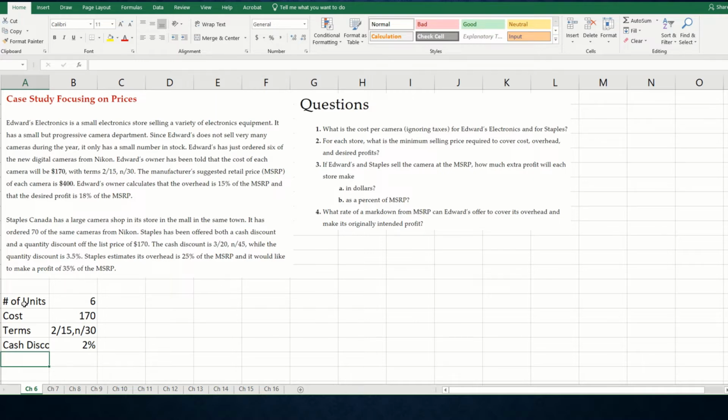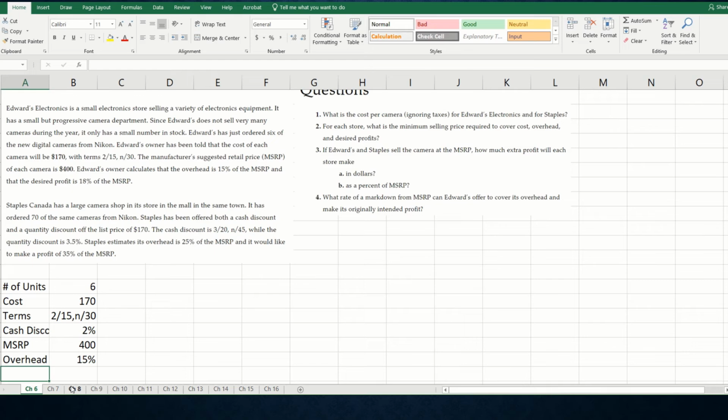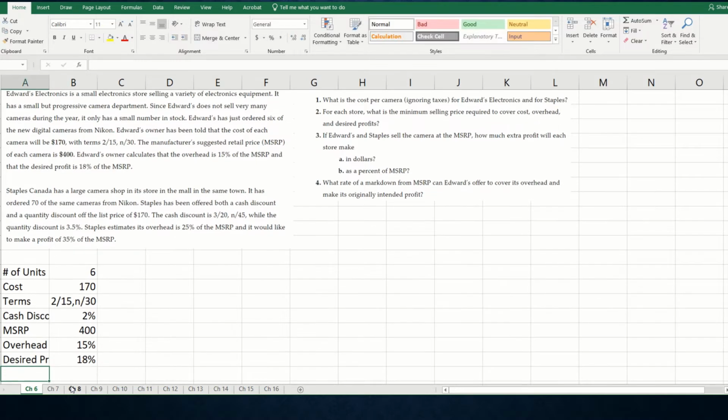We have been told the cost of each camera is $170. Terms are 2/15 net 30. The manufacturer's suggested retail price, so I'll put that in. Manufacturer's suggested retail price for each camera is $400. The owner calculated the overhead at 15% of the MSRP, and the desired profit is 18% of MSRP.